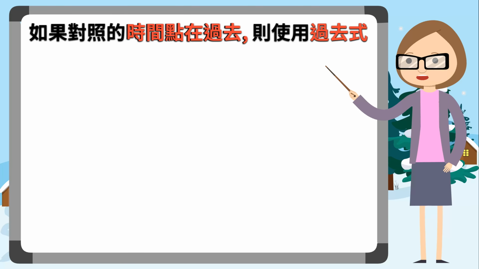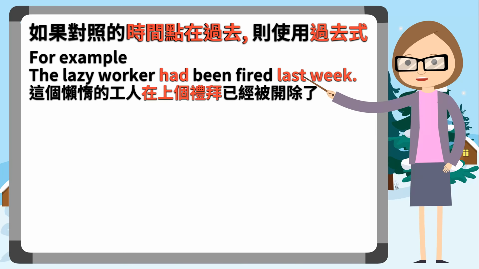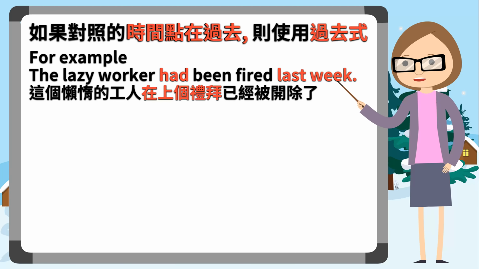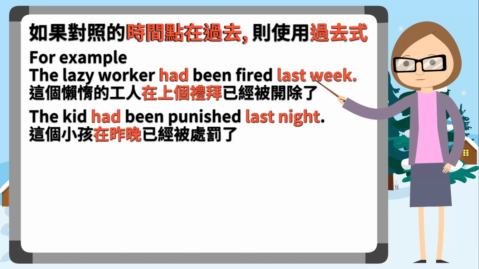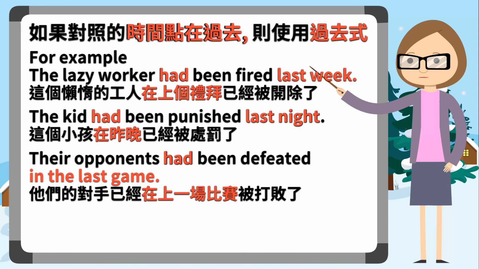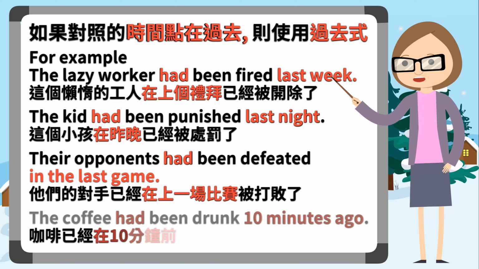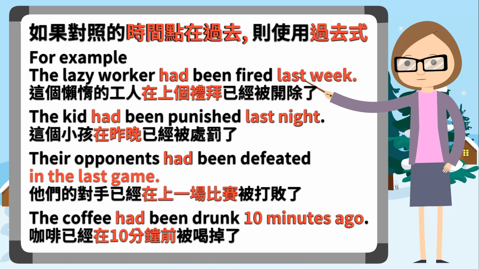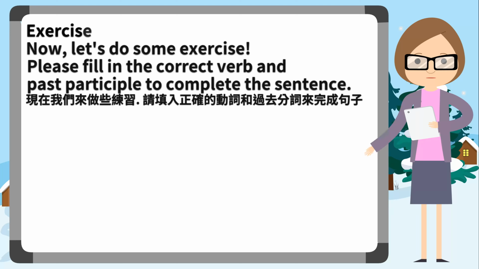如果对照的时间点在过去，我们则使用过去式。For example, the lazy worker had been fired last week. The kid had been punished last night. Their opponents had been defeated in the last game. The coffee had been drunk 10 minutes ago.